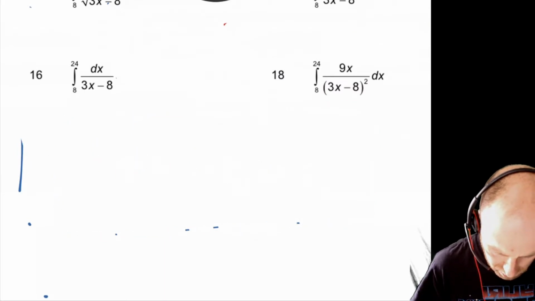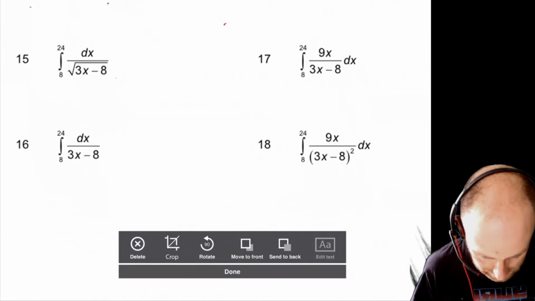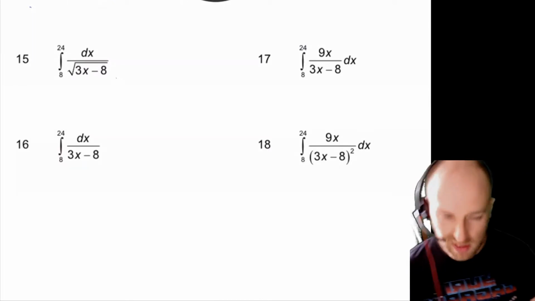Comment if we didn't. I feel like we did 15 and 16, and we were about to do 17 and 18. If I'm wrong, give me a comment though. I just can't really remember.